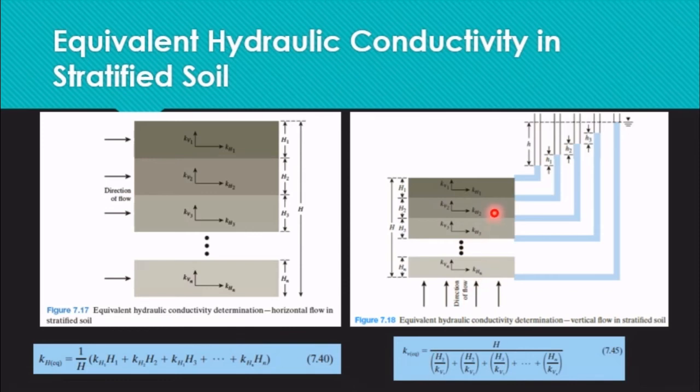Stratified soil, vertical flow in stratified soil. So, ito yung stratified soil, nakahiga sila. And then, yung direction ng flow ay pataas, or pwede rin pababang ganyan. Basta vertical, perpendicular yung layered soil sa direction ng flow.